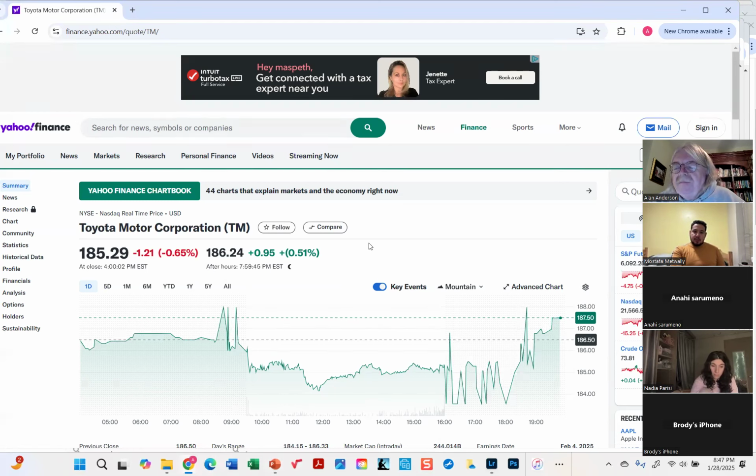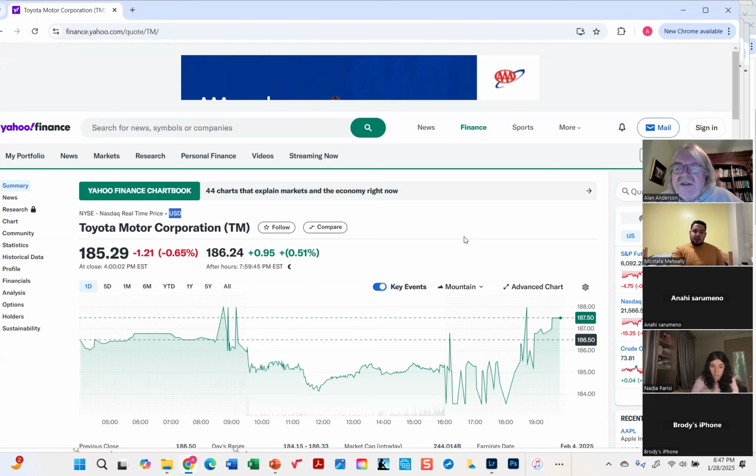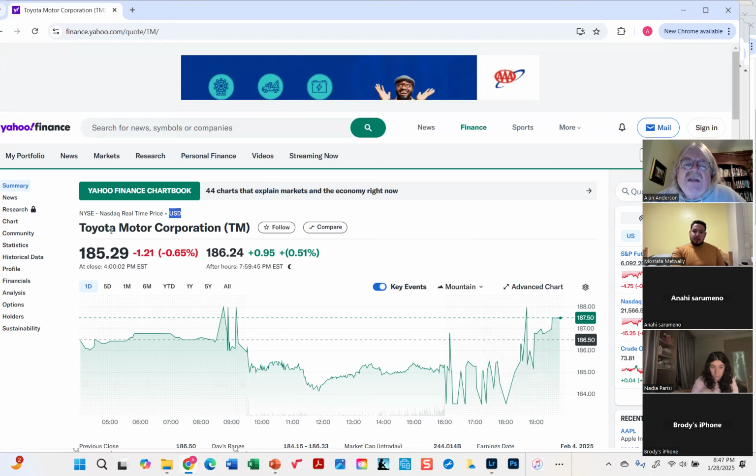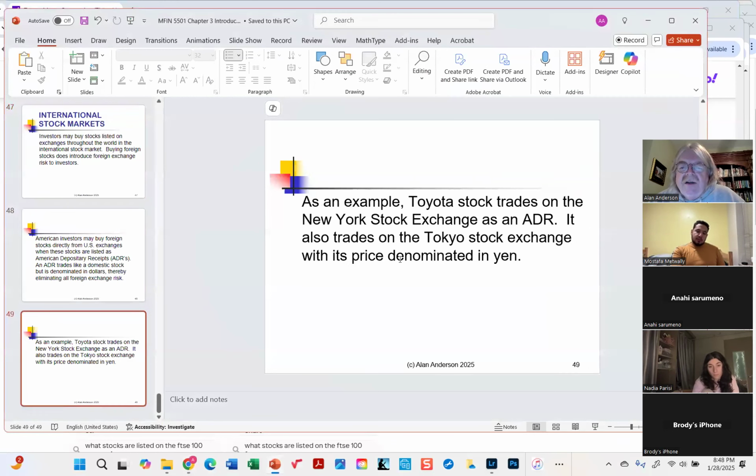That gives us another option as American investors. I think you'll agree, most of us don't want to deal with foreign exchange risk. So if we really are interested in Toyota, we'll find it as an ADR. Then that's here, it's listed here. All right. So now that is my part of this chapter.